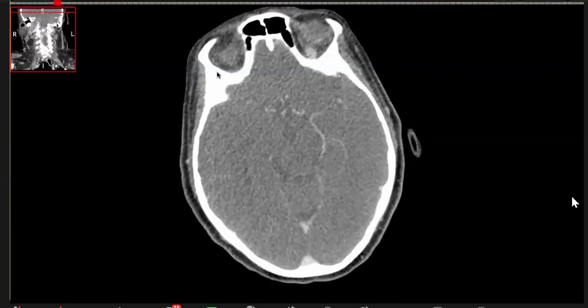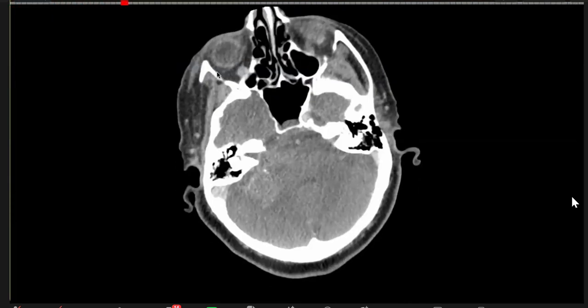I have given you a post contrast. Okay, on the post-contrast imaging, there is enhancement of this lesion, which is going into the posterior cranial fossa and is causing mass effect on the cerebellum and also the brainstem. Tell me your diagnosis.